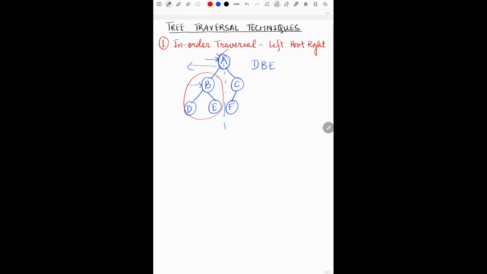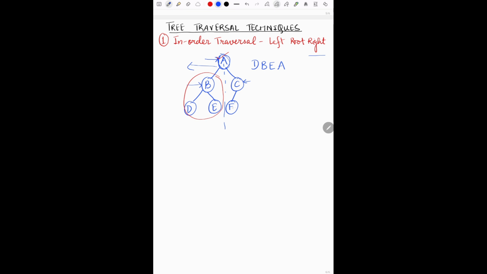After we complete the left side, we have to traverse the root, which is A in this case. As soon as we traverse the root, we should move ahead with traversing the right subtree. When I go to the right side, firstly I encounter a root node which is C. Then as per in-order traversal, I will not visit this. Instead I will go to the left subtree.